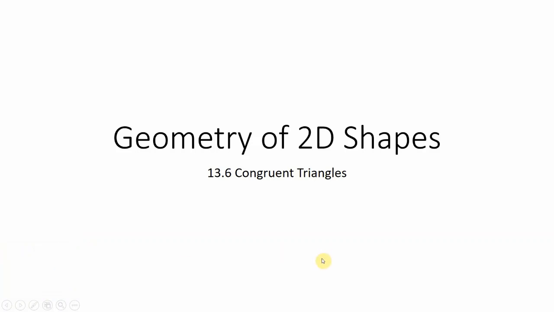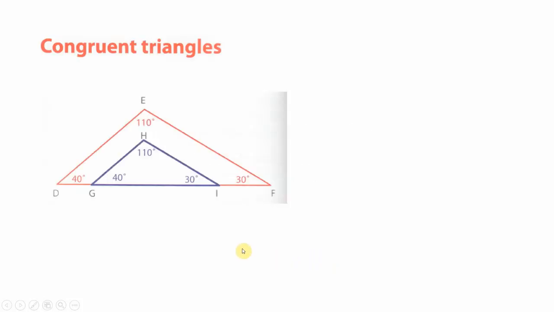We are busy with geometry of 2D shapes, especially we are going to look at congruent triangles. Now, these two shapes have all the angles the same. So 110, 110, 40, 40 and 30, 30 degrees. However, it is still not congruent.